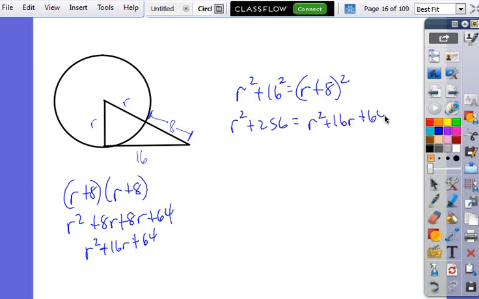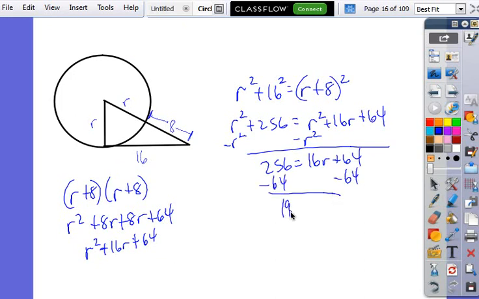What's always going to happen with my r squareds right here? They're going to go away because I minus r squared and minus r squared, and they're gone. Solve the equation that's left. You wind up with 12. Again, how would I check that if I wanted to? Plug it in. I'm going to take that and plug it back in and say that's 12 and that's 12, so the whole thing is 20 there. I can check 12 squared plus 16 squared equals 20 squared and see if it works.